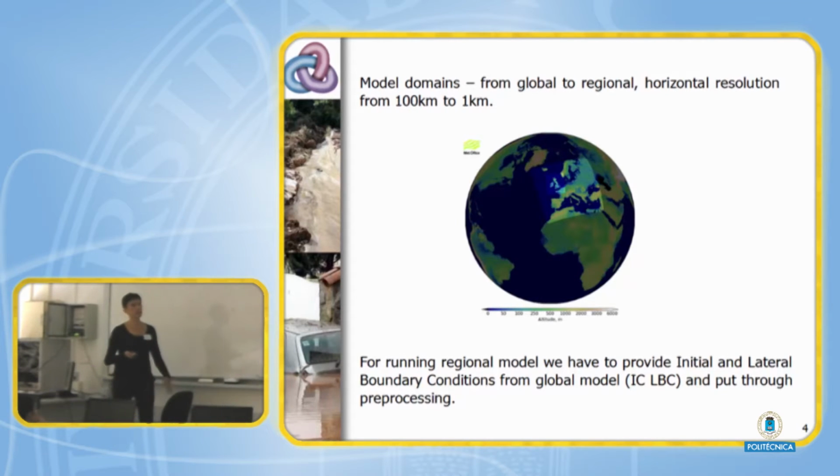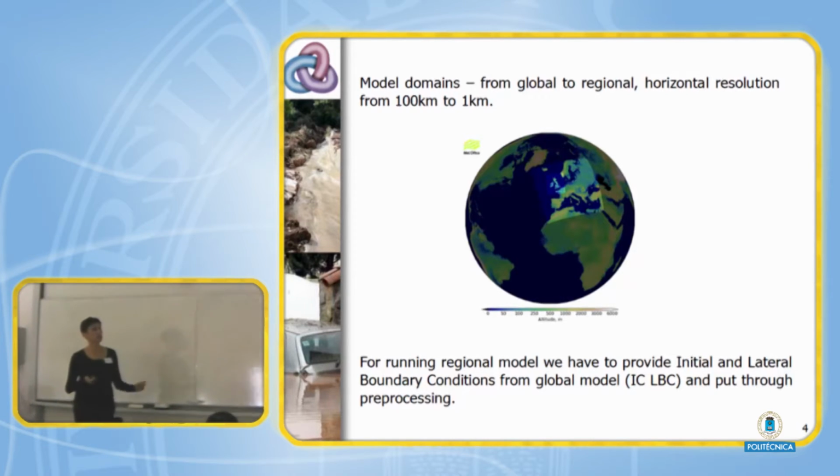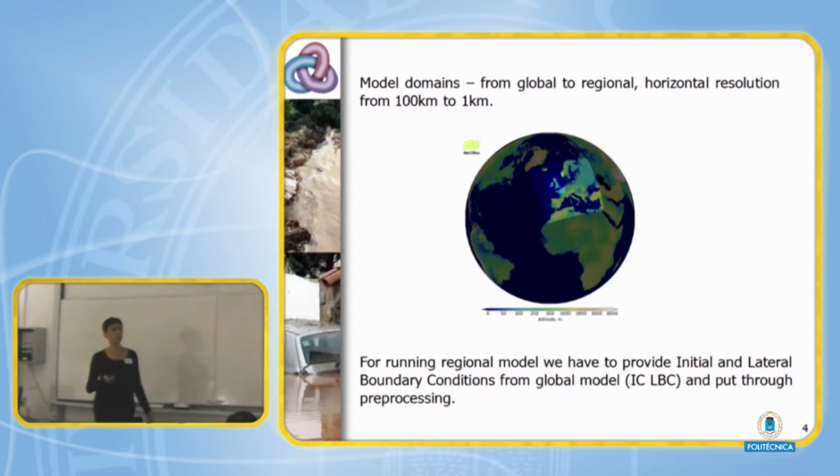This is one nice picture from the ECMWF office, in Exeter, showing how model domains can range from global to regional, with horizontal resolution from about 100 kilometers to 1 kilometer, and sometimes less. But for running a regional model, we have to provide initial and lateral boundary conditions from a global model. The abbreviation is usually IC and LBC.